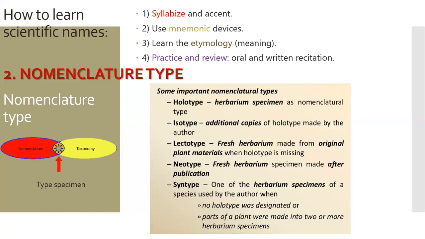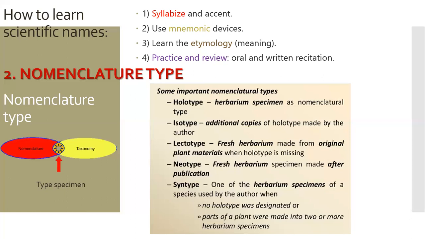Nomenclature type is the second principle of the ICBN. It states that scientific names must be associated with some physical entity. It is almost always a specimen, a standard herbarium sheet specimen, but it may also be an illustration. This type serves the purpose of acting as a reference upon which the name is based.